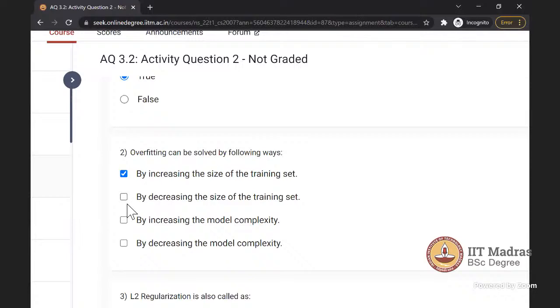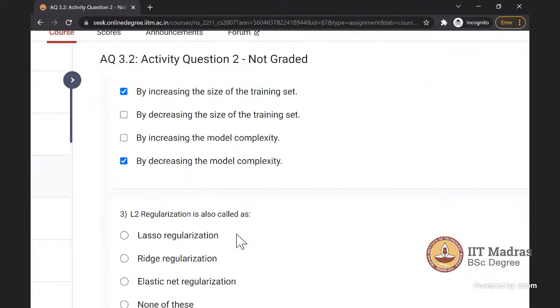What do you think of option 2? It's just the opposite of the first, so it has to be false. What about option number 3? That is not correct. We have to decrease the complexity of the model. Yes, this way it will not overfit.